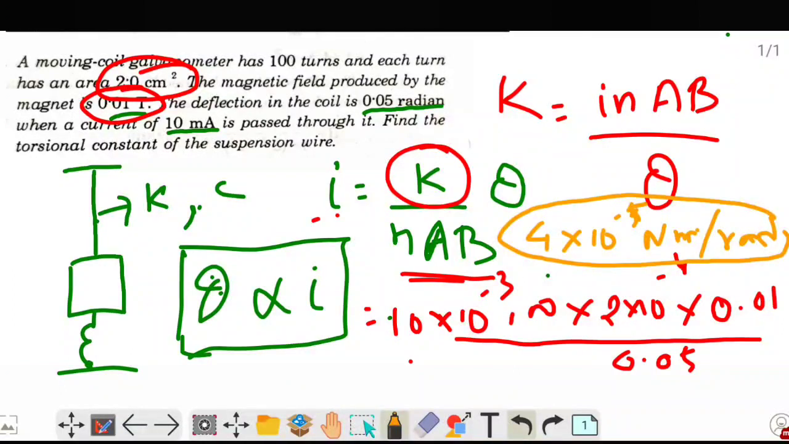Now this is just a formula based question, but you just need to know this formula.